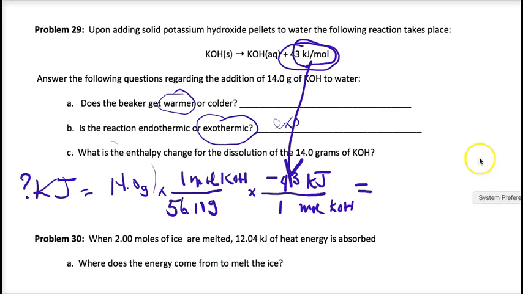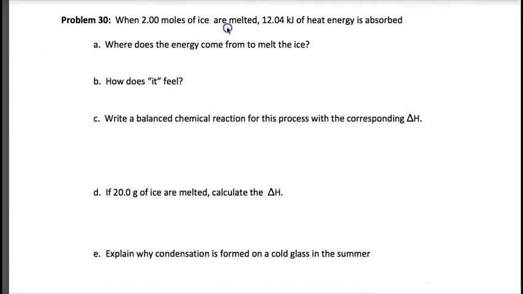Did you get negative 10.7 kilojoules of energy? I hope so. All right, let's go ahead and try the next one. This is a tad different. All right, I've been looking forward to a new one. And so let's do problem number 30.